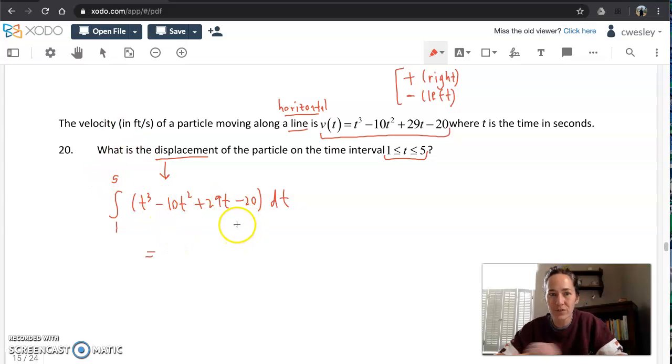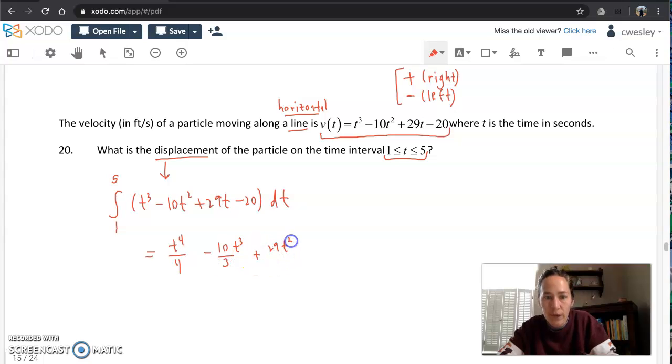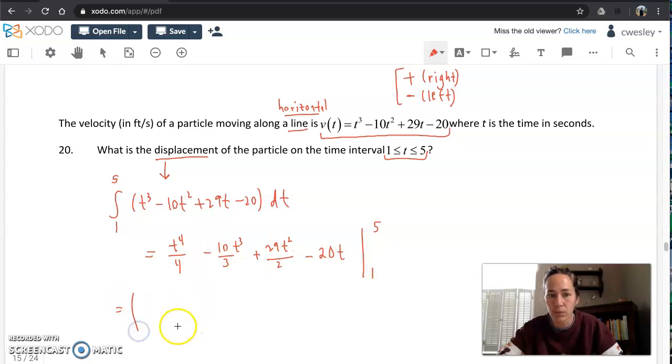Why don't you go through and give this a try, and then feel free to pause the video and check back in with mine. I'll get t to the fourth over 4, integrating as I go, minus 10 t to the third over 3, plus 29 t squared over 2, taking that one up a power. And then what's the integral of negative 20? We'll say negative 20t. And this gets evaluated from 1 to 5. So it's a longer function to integrate, but we'll just plug in 5, subtract what we get when we plug in 1.